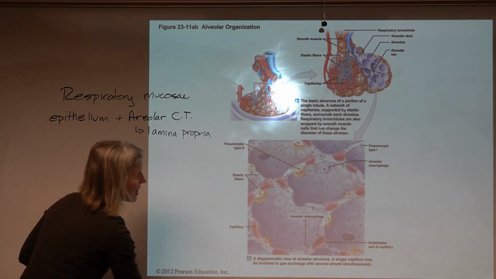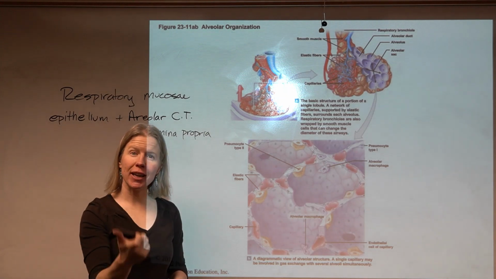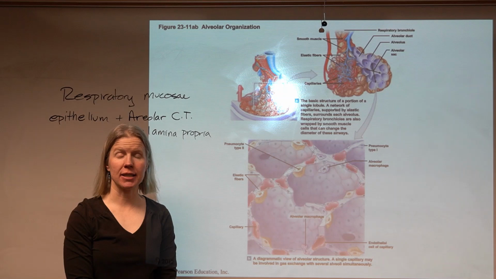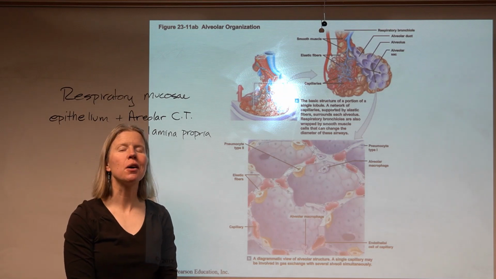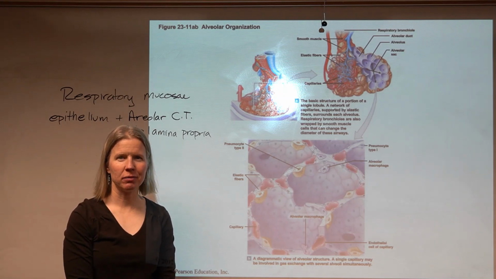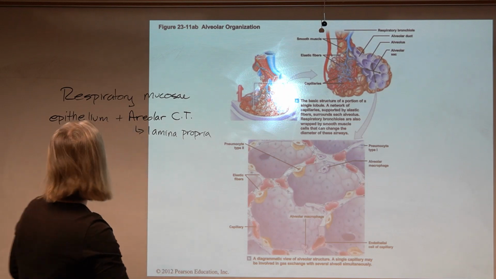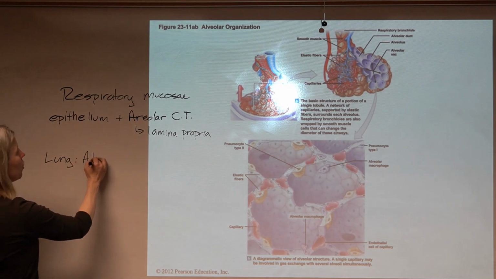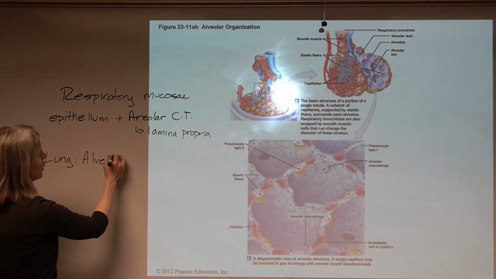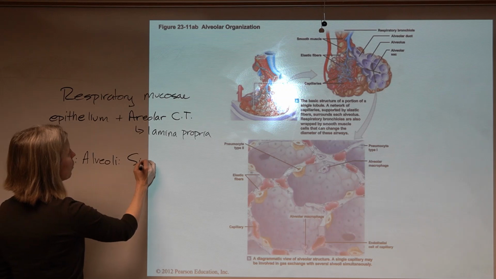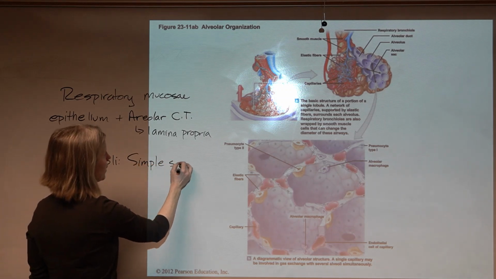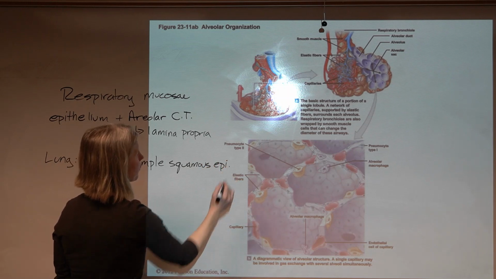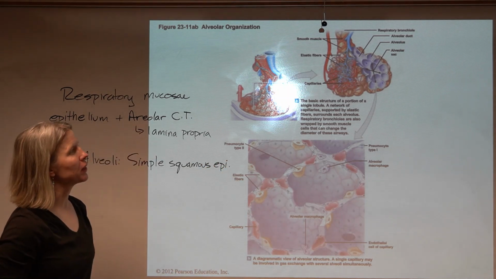All right, when we get to the alveoli, our function here is the actual gas exchange. So we want very small distances for diffusion to take place. What kind of epithelium do we want? Simple squamous, good. So in the lung, in the alveoli, these little air sacs, we have simple squamous epithelium, right, with underlying connective tissue.